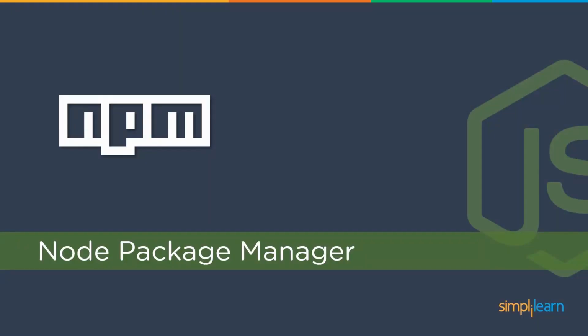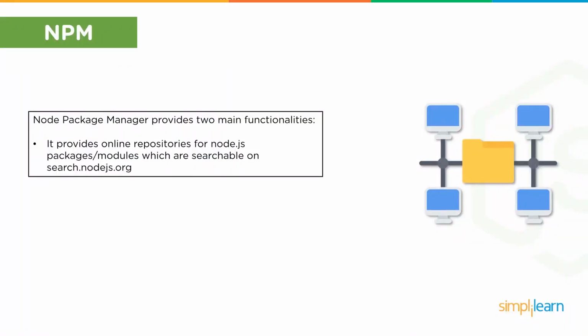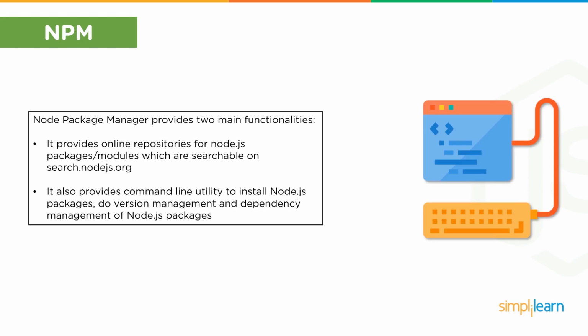Node Package Manager is a key tool that comes with Node.js. It has really two functions. One is it allows you to access online repositories such as Express or MongoDB, and you can go out and search those for packages online. Go to search.nodejs.org. There's something like 50,000 different packages that you can use. And it also comes with a command line utility that you can use to manage your packages.